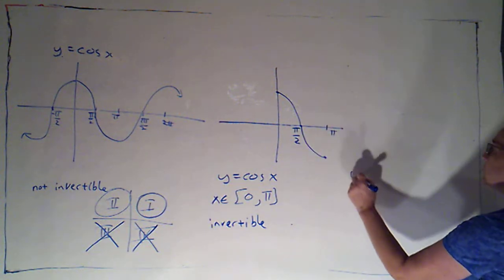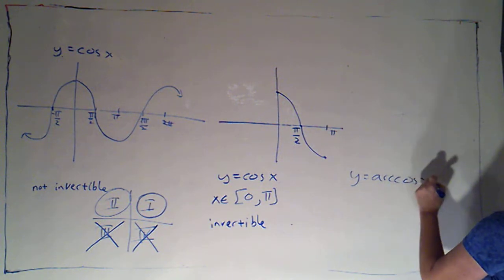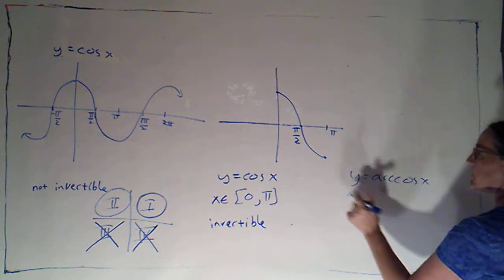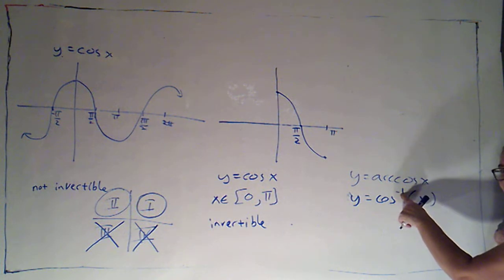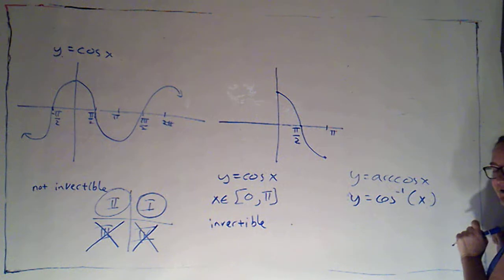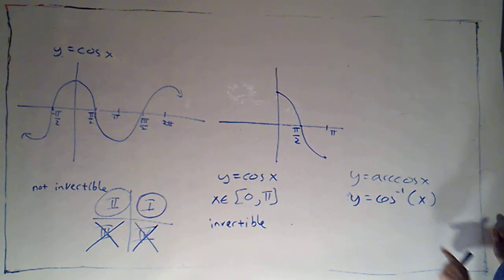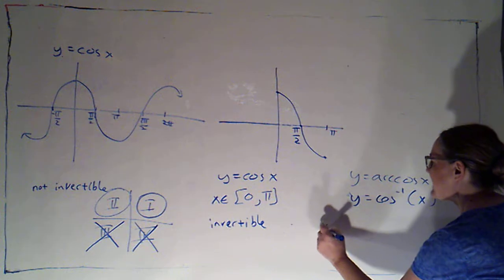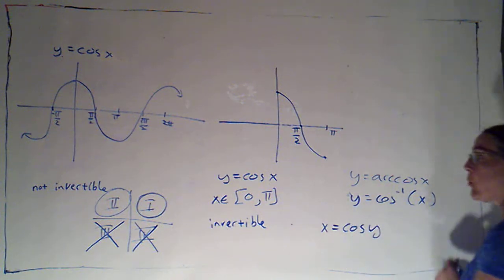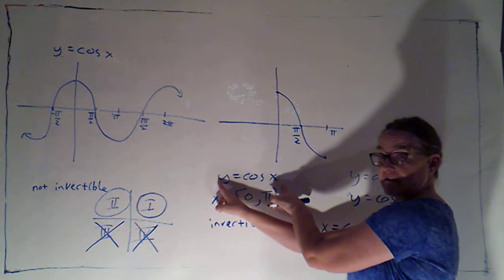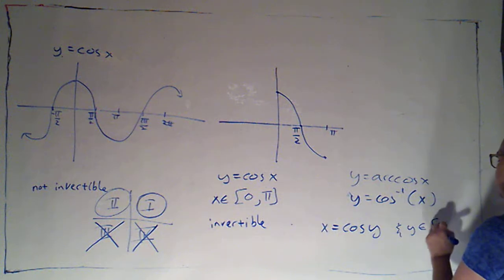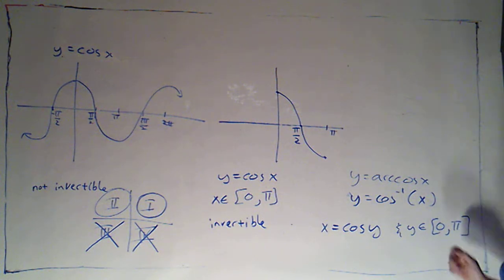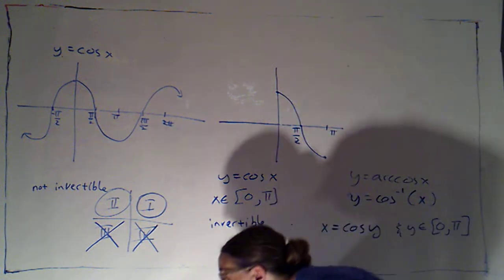So I can define y equals arc cosine of x, which can also be written as cosine inverse of x, but remember that is an inverse sign, it is not an exponent. Very different from the reciprocal function. What that means is that x is equal to cosine of y, so I'm switching the roles of x and y, but I'm switching them everywhere. And y is in the interval from 0 to pi. So that is the definition of arc cosine.